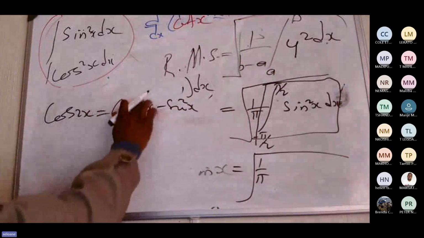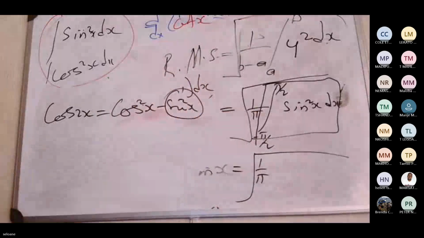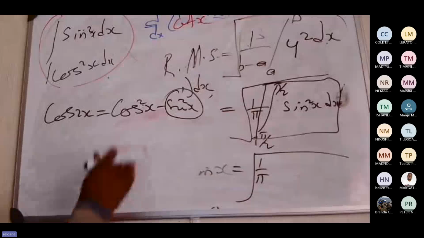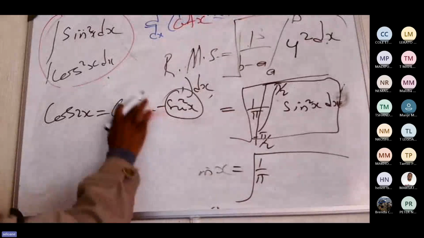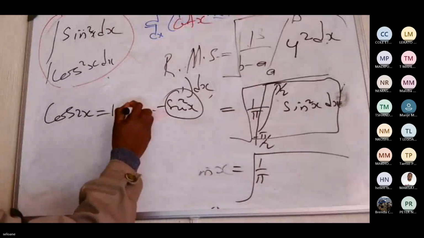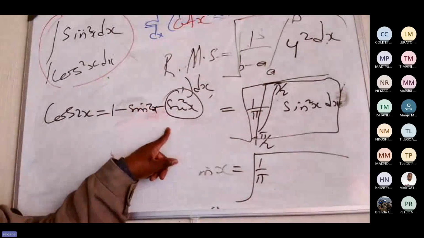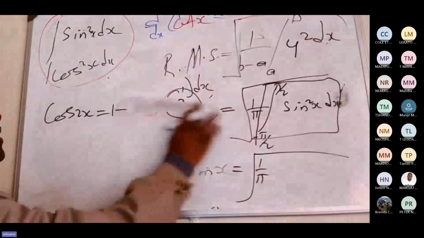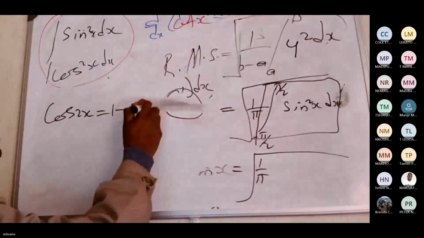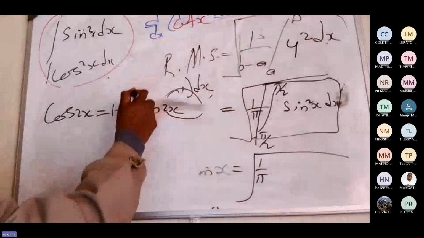Therefore sine squared x, what is this? You just have to write this now using sine squared x. Cos squared x is this. Therefore, this becomes it. You don't even have to go there. Then what is this?